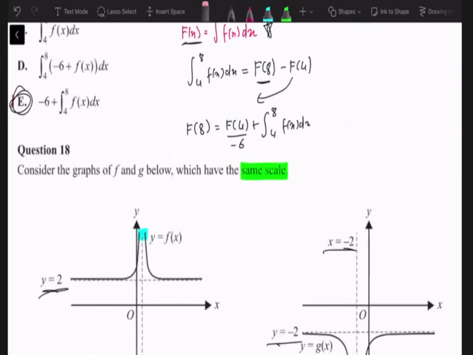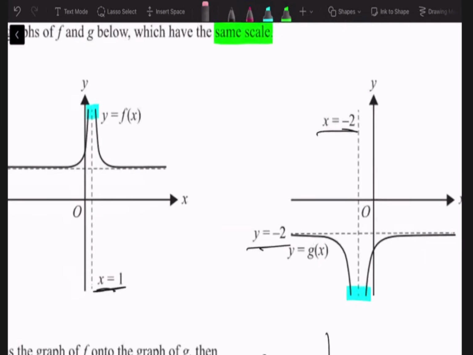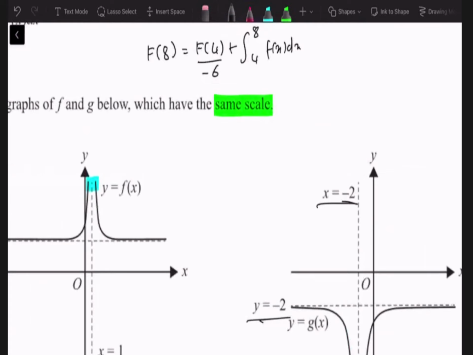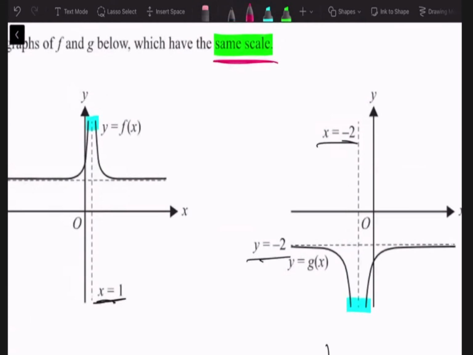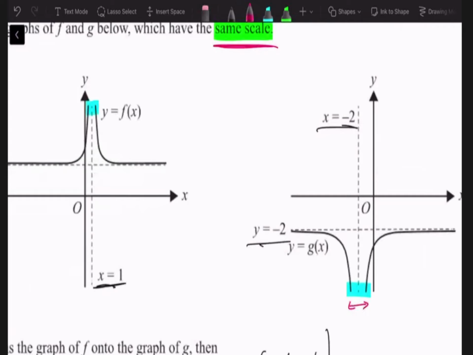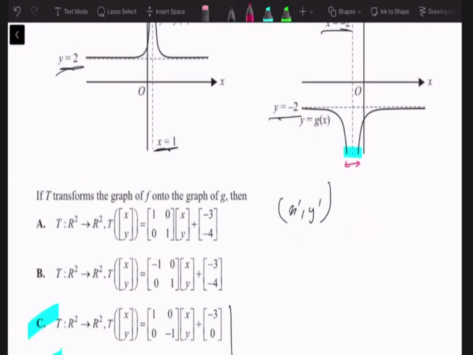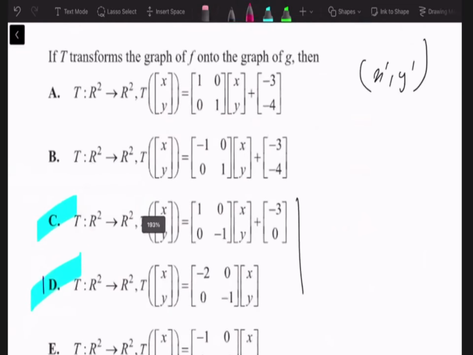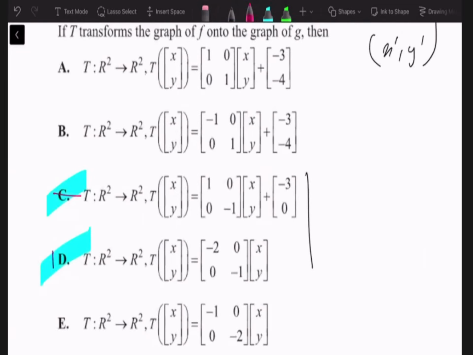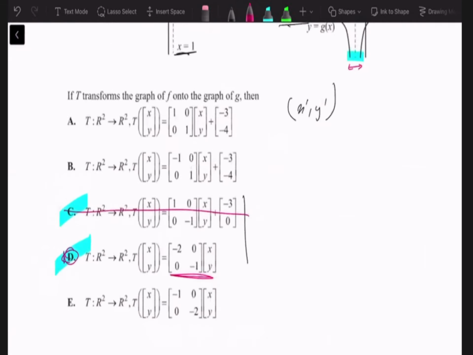But the trick with this question is, if you look carefully at the graph, you'll see, first, that they said both of them have the same scale, and then you'll see that there's a slight dilation here that you're supposed to pick up. So looking at the dilation, you're supposed to get rid of your answer C and choose D instead, because it's the only one with dilations.